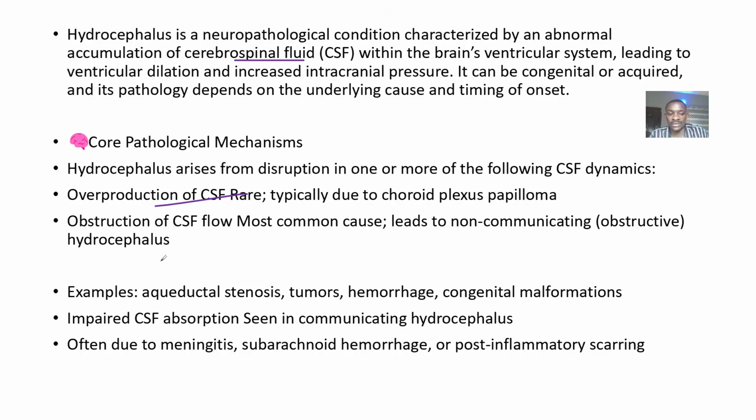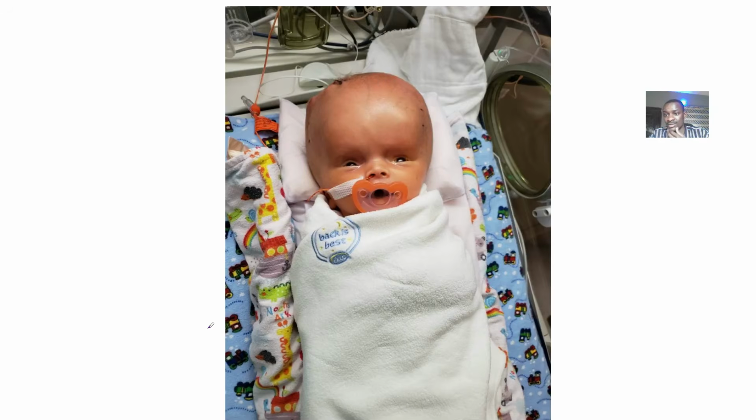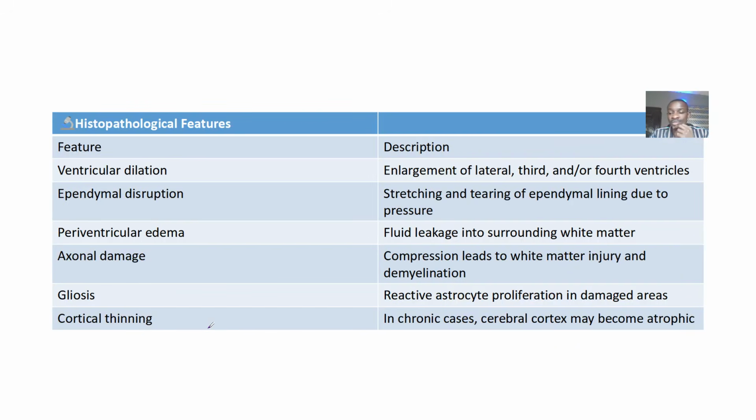So examples of the obstructions could be what? Aqueductal stenosis. Of course, obstruction is much more common. Overproduction is rare. Okay. So aqueductal stenosis, tumors, hemorrhage, congenital malformations. Impaired CSF absorption is seen in communicating hydrocephalus. Okay. Meningitis can also cause it. If there's bleeding in the brain, that can also cause it. Do you understand?